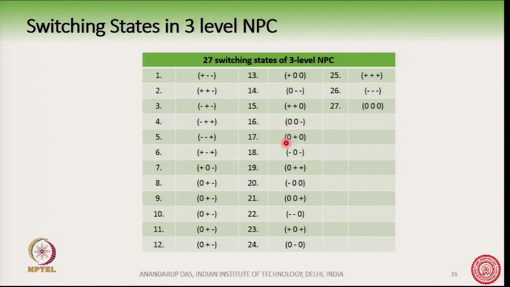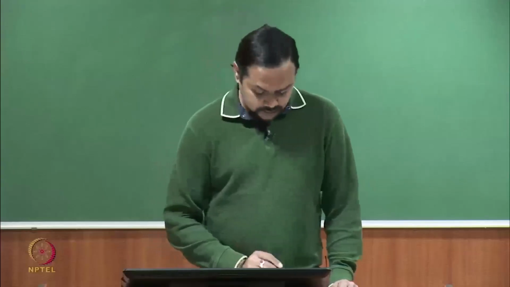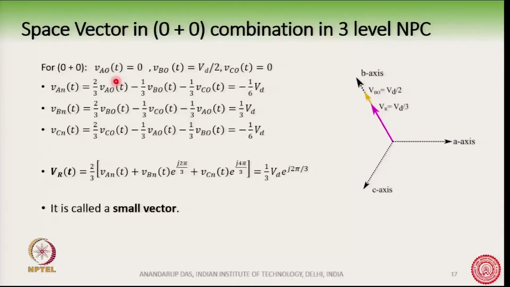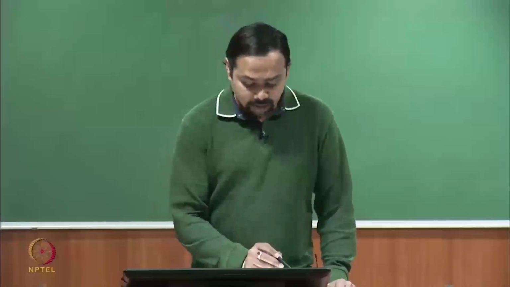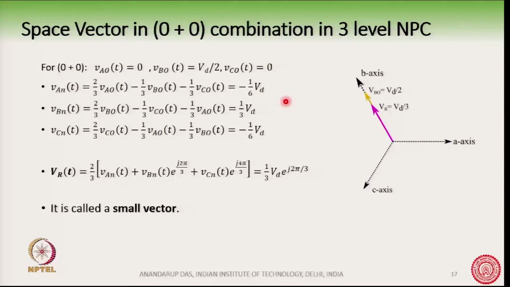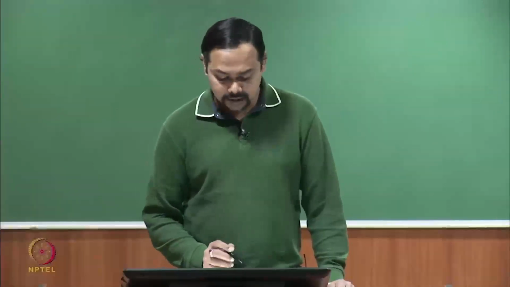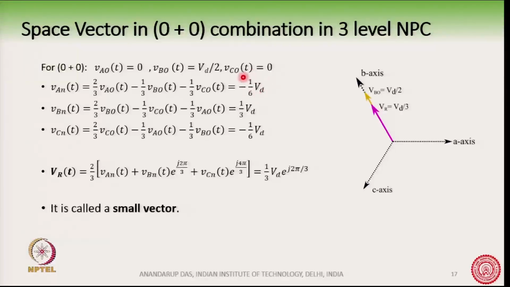See, for example, this number 17, 0 plus 0, is one of the possibilities, one of the switching states of the converter. So, this 0 plus 0 means that VAO, the pole voltage, is 0, VBO is Vd by 2 and VCO is 0. Therefore, we can write down what VANT is. VANT is 2/3 VAO minus 1/3 VBO minus 1/3 VCO. This we have seen while discussing the conventional 2 level converter. We had derived this part. So, VANT is minus 1/6 Vd.